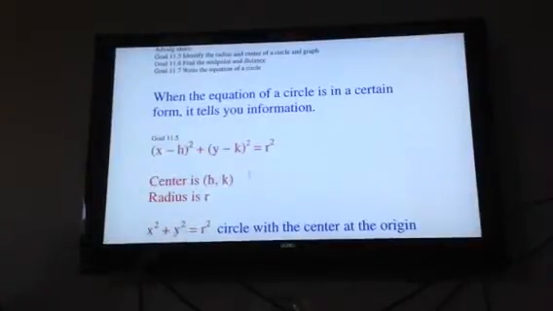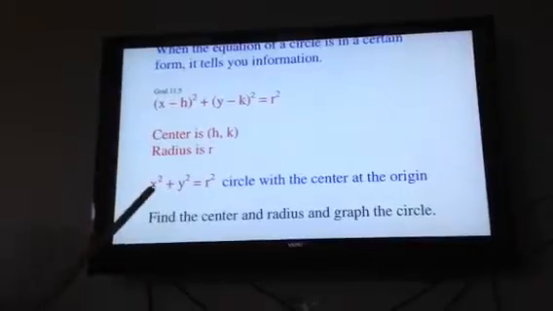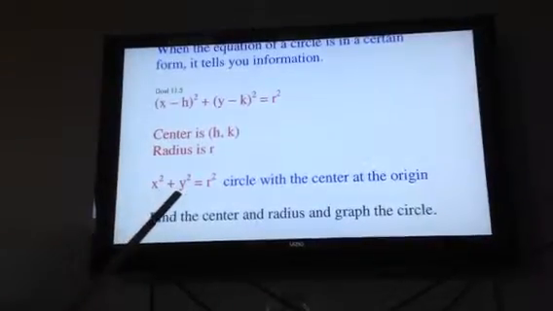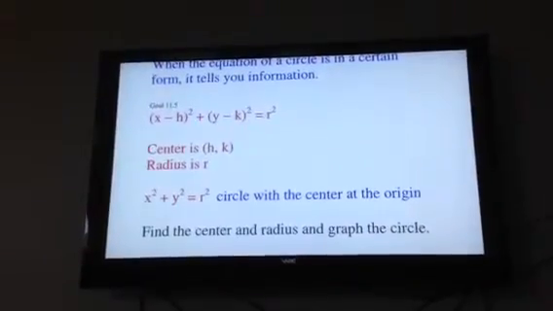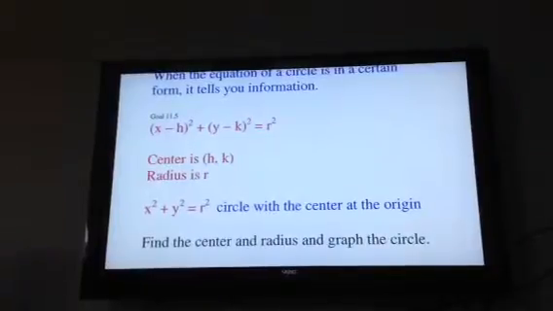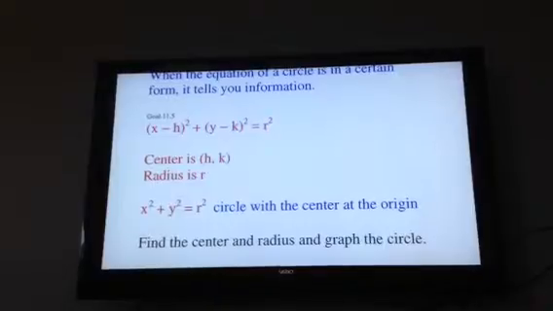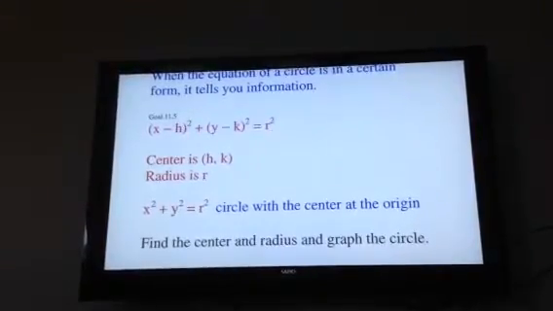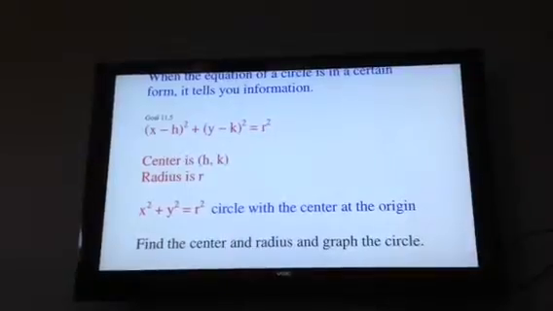If you have a circle with the center at the origin, then you don't have parentheses. You just have x squared plus y squared equals r squared. So in this particular equation, because at some point in one of your classes, you'll have to identify what graphs are just by looking at the equation. So a circle has an x squared and a y squared. They're both positive, and they both have the same coefficient.